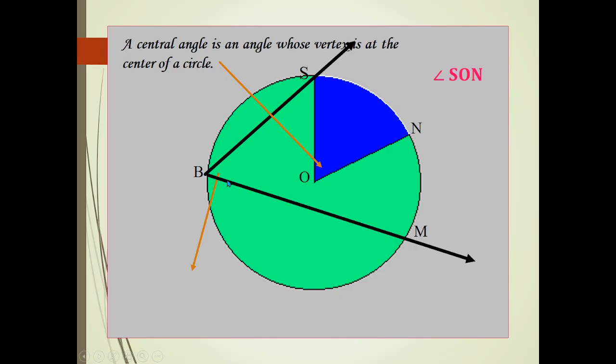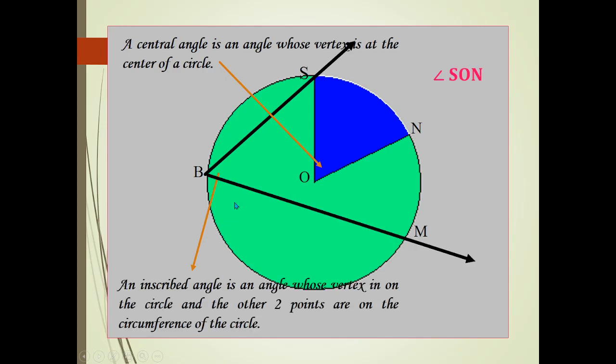Whereas this one is an inscribed angle because its vertex is on the circle and the other 2 points are on the circumference of the circle. So you see, points S and M are on the circle as well as its vertex. So that's the difference between the central angle and inscribed angle.